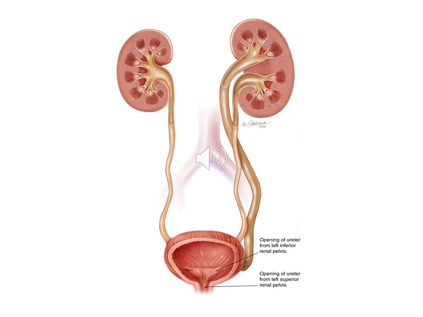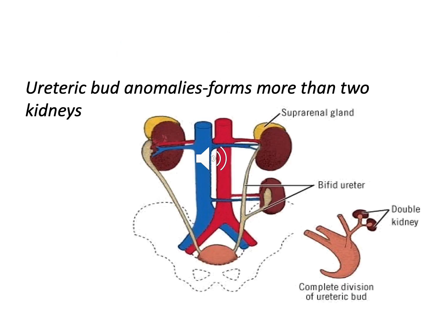Now you can see the duplication of the ureter, and one part of the ureter can open into various sites of the urinary system, and it can also open into a part of the reproductive system. Because of ureteric bud anomalies, more than two kidneys can be produced.